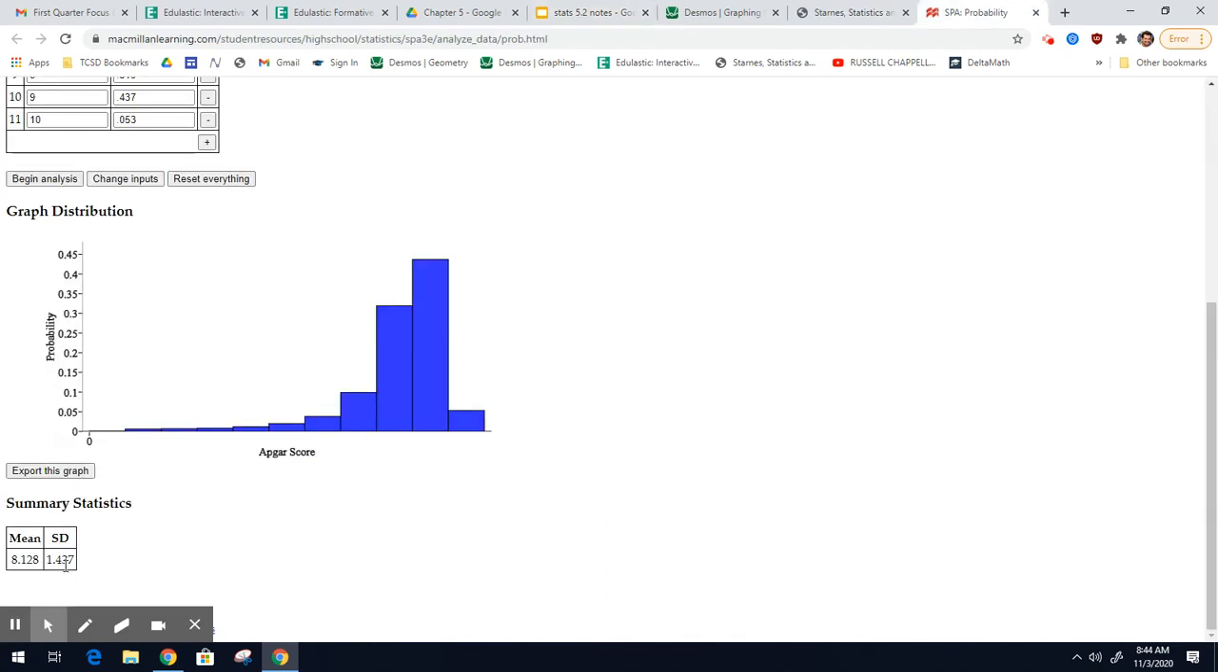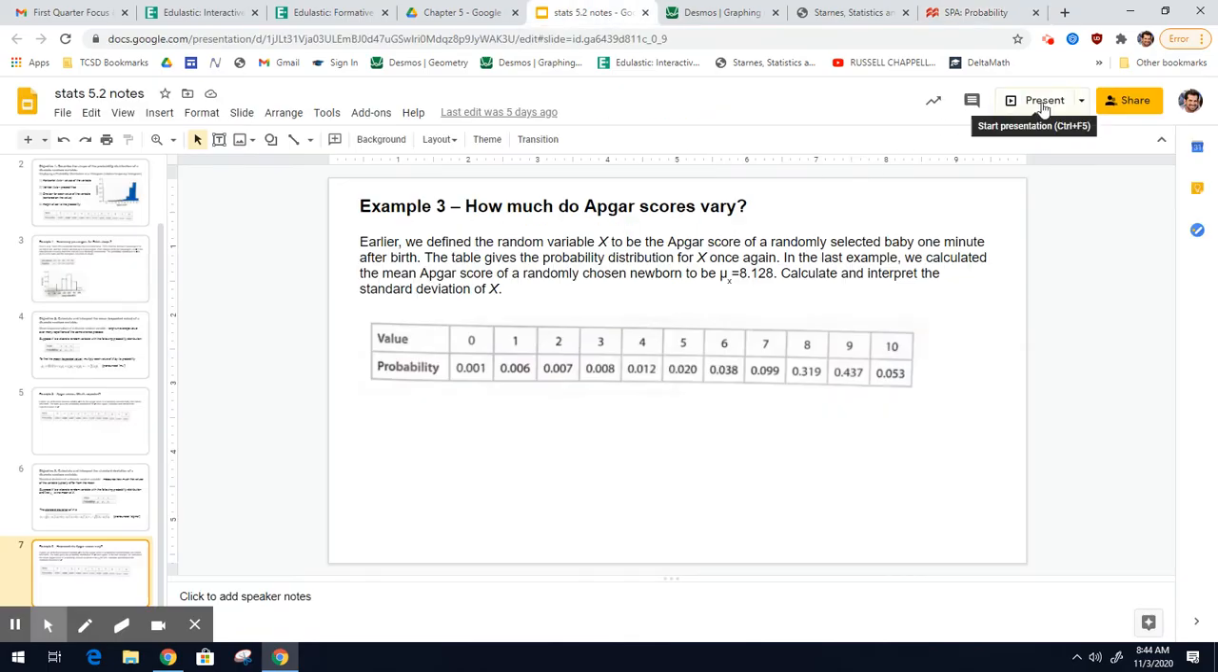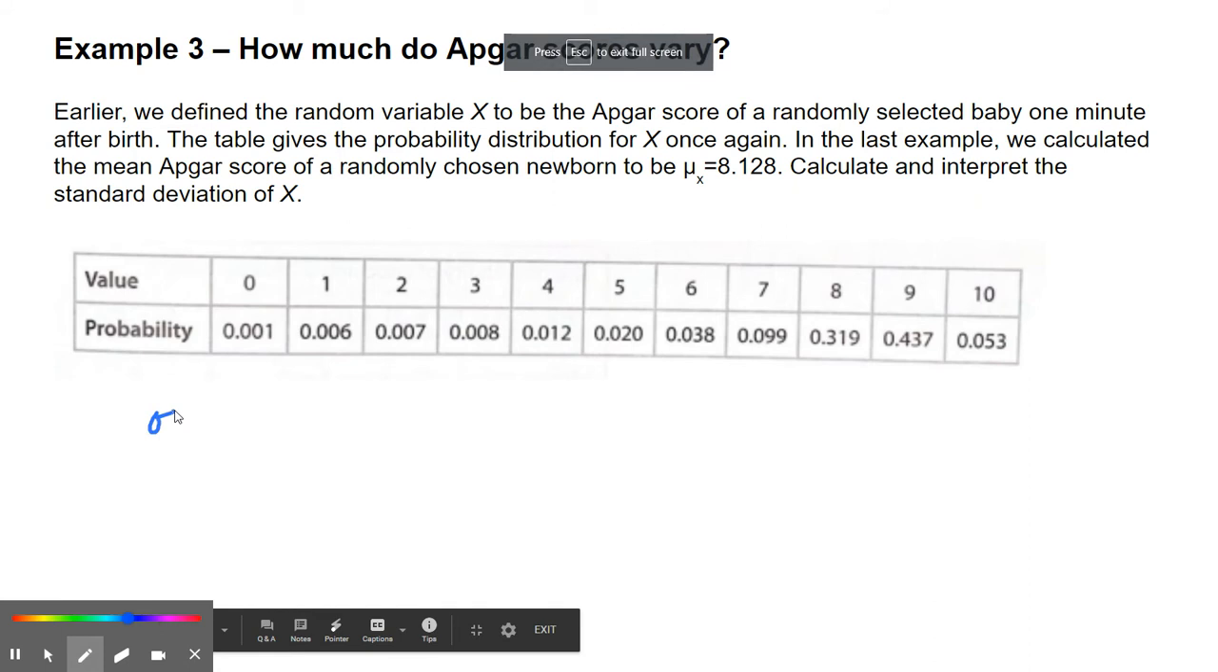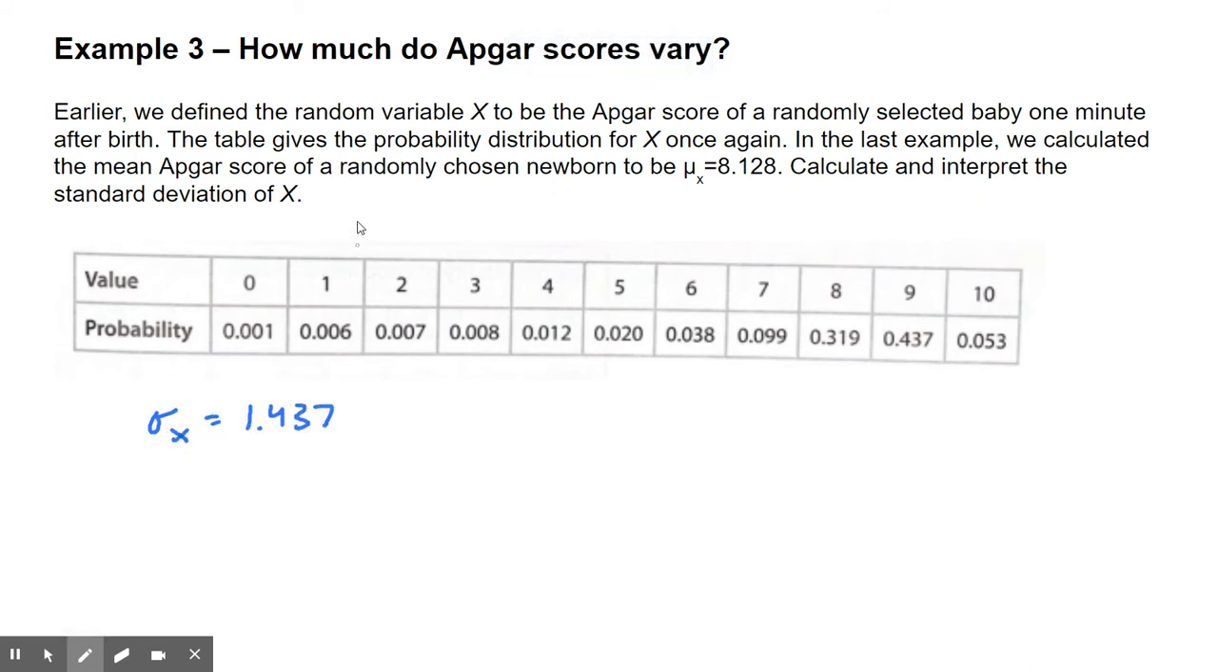And there it is, 1.437. So that is our sigma sub x. So our sigma sub x is 1.437. And again, that's by the probability stats applet. That's all we're doing. And then again, you have to make sure you pick discrete random variable, right? Discrete. Okay, and now what is the interpretation?